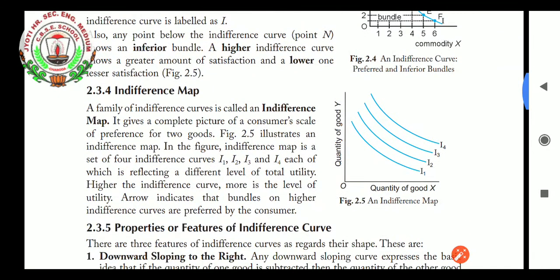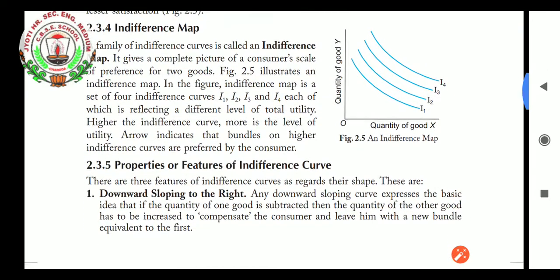Figure 2.4 illustrates an indifference map. In the figure, indifference map is a set of four different indifference curves, I1, I2 and so on, which is reflecting a different level of total utility. Higher the indifference curve, more is the level of utility. Arrows indicate that bundles on higher indifference curves are preferred by the consumer.